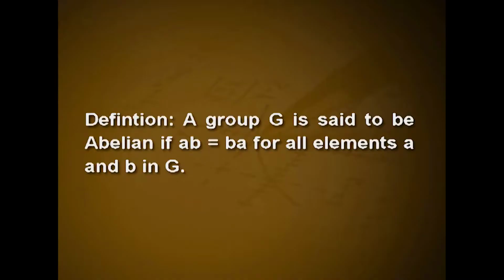Definition: a group G is said to be abelian if ab = ba for all elements a and b in G. Example: the set of all integers Z with the operation of ordinary addition is an abelian group. If a is an element of Z, then an inverse of a is its negative, -a. Example: the set Z⁺ under the operation of ordinary multiplication is not a group since the element 2 in Z⁺ has no inverse. However, this set together with the given operation is a monoid.